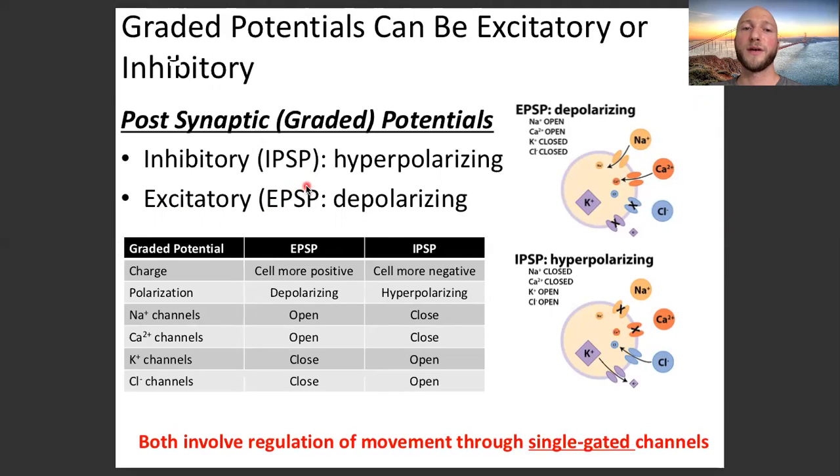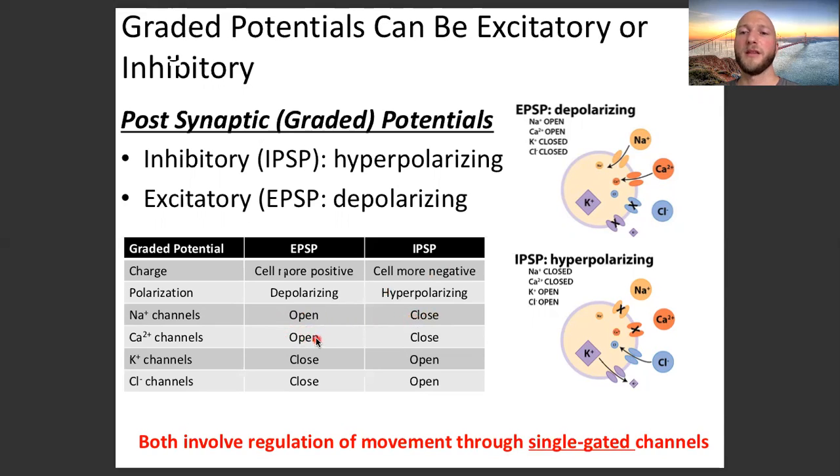So far, we've talked about opening up sodium channels as excitatory. Sodium rushes in, makes the cell more positive, excitatory. Inhibitory, we've talked about potassium. Potassium rushes out of the cell. You're removing positive charges from the cell, you make it more negative. So with EPSPs, the cell becomes more positive, it gets closer to that threshold voltage of negative 55. With an IPSP, the cell gets more negative, it moves away from that negative 55 threshold. Sodium channels are open for EPSPs, they close for IPSPs.